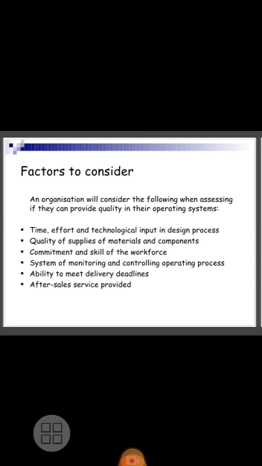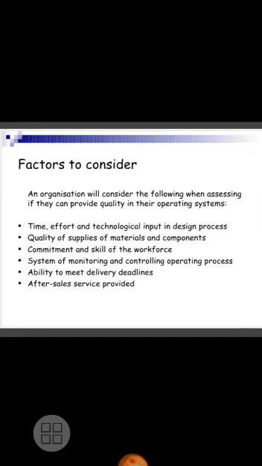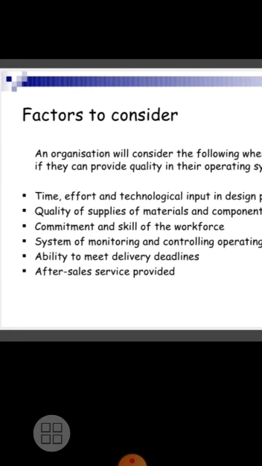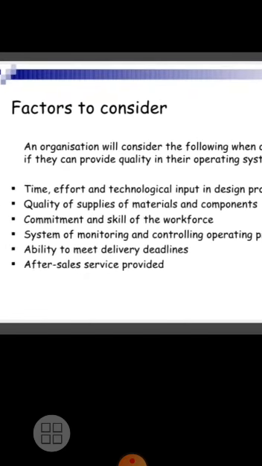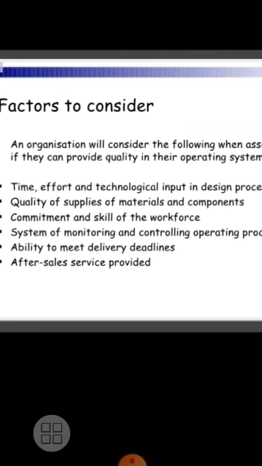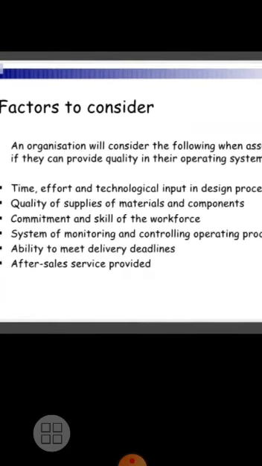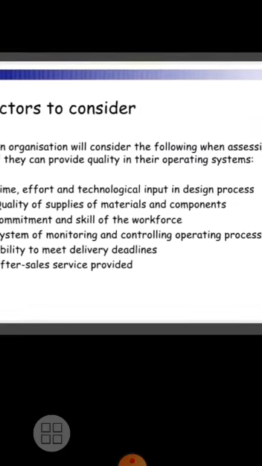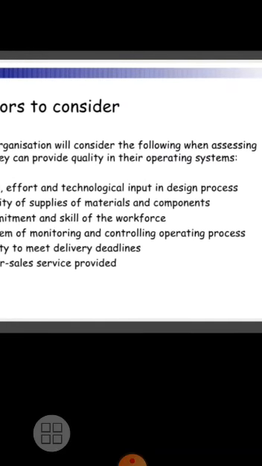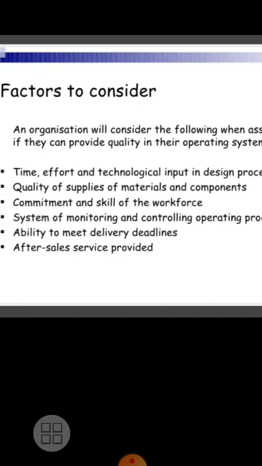And what are the factors that are considered when we are going to use some quality procedures? So we consider the time, that less time must be used to produce the product, and the technology must be accurate. The quality of supplies of materials and components means the raw material must be good, the workforce must have appropriate skills, and the system of monitoring and controlling must be there. Like we must check the quality at each and every stage, and even after the completion of the product. Then the ability to meet delivery deadlines. So making the product in time is also part of quality.